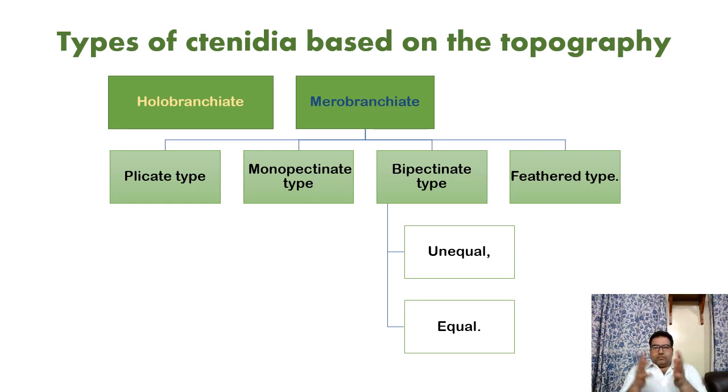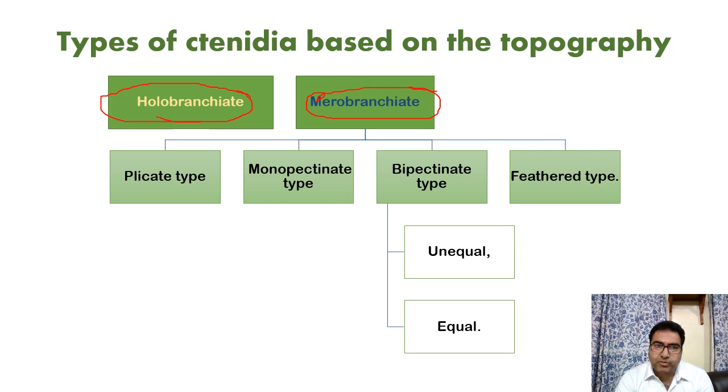Now we shall be talking about the types of Ctenidia based on the topography, that is, where they are present. On the basis of their location, the Ctenidia are categorized in different terms. One we call the holobranchiate, and the other we call the merobranchiate. When the whole area is bearing the branchia or Ctenidia, we call them holobranchiate. If only a portion bears the Ctenidia, we call it a merobranchiate.